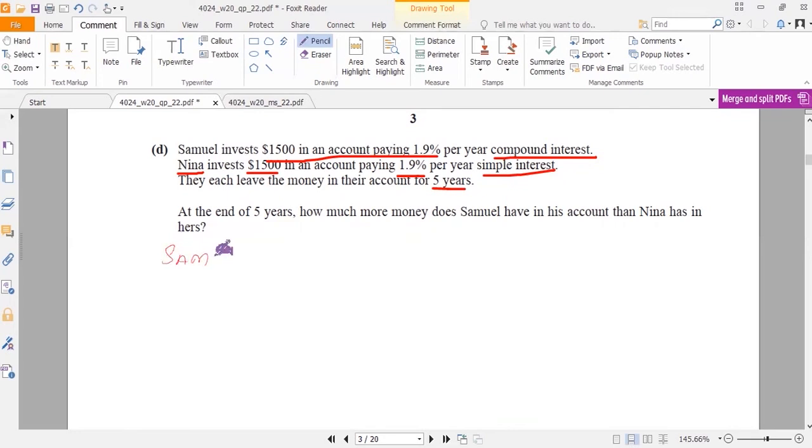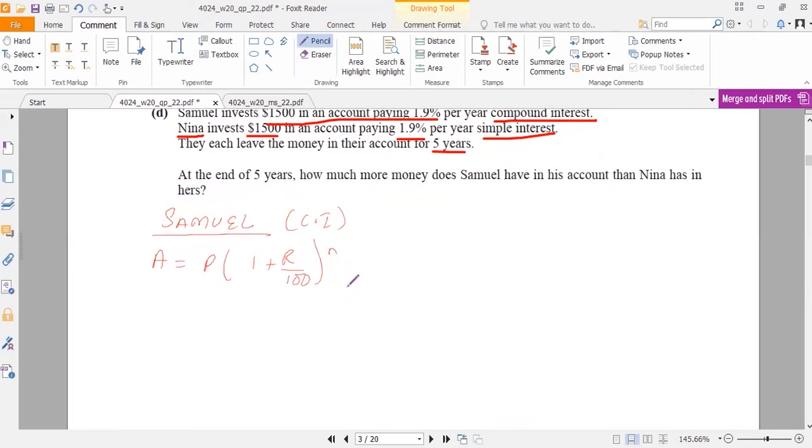Let us start with Samuel. Samuel is a case of compound interest. Okay, so we need to apply the formula for compound interest, that is A equals P times (1 plus R upon 100) power n. So the principal is 1500, 1 plus 1.9 upon 100, and we need to find out for the 5 years. So after solving this, the amount in his account will be 1648.02.